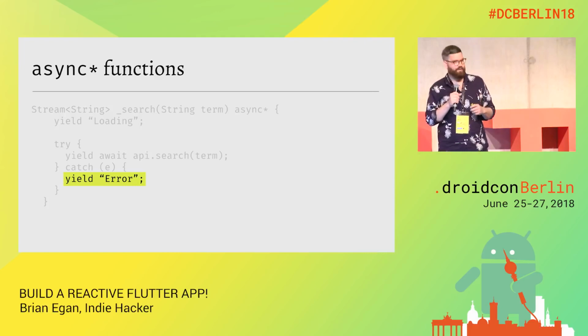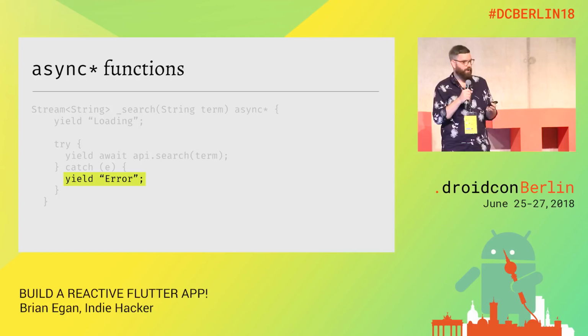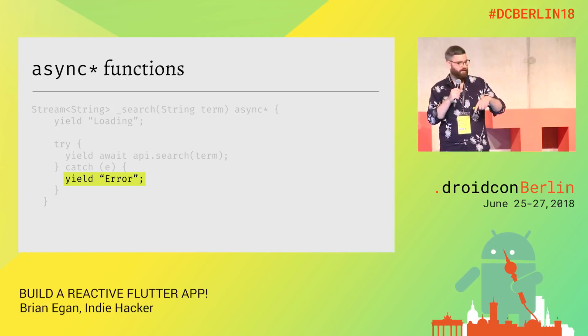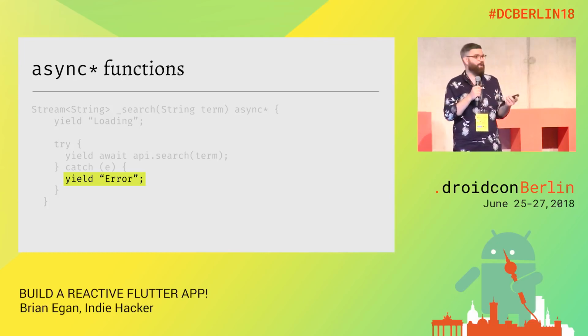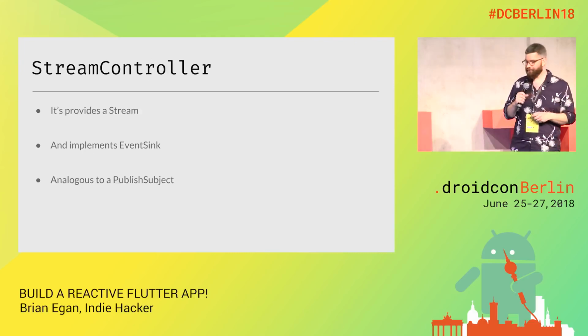So if you've worked with Rx, I think you could model this in the same way with Rx very easily. You could do a start with loading event, and then on error return the error instead. But I think async functions are a nice way to clean that up, actually.